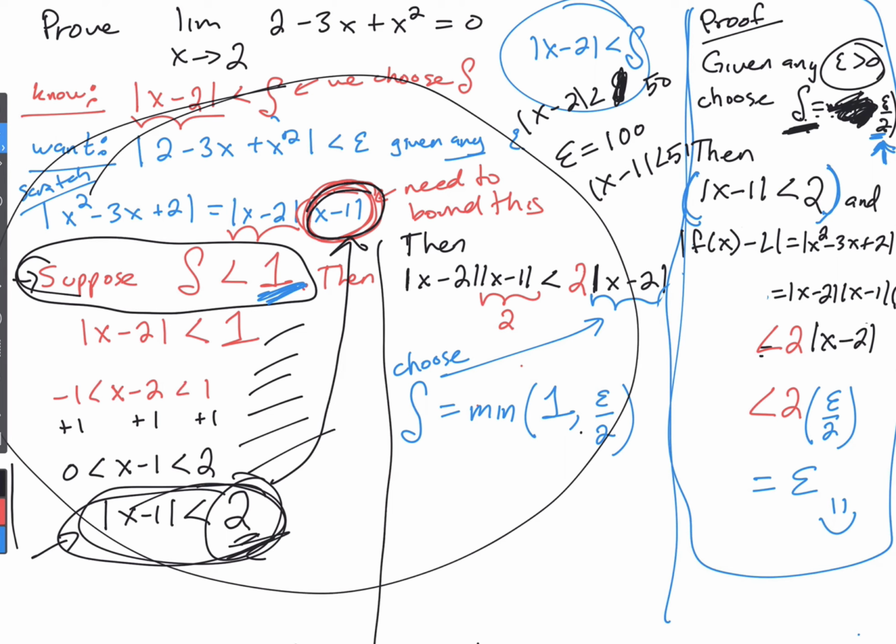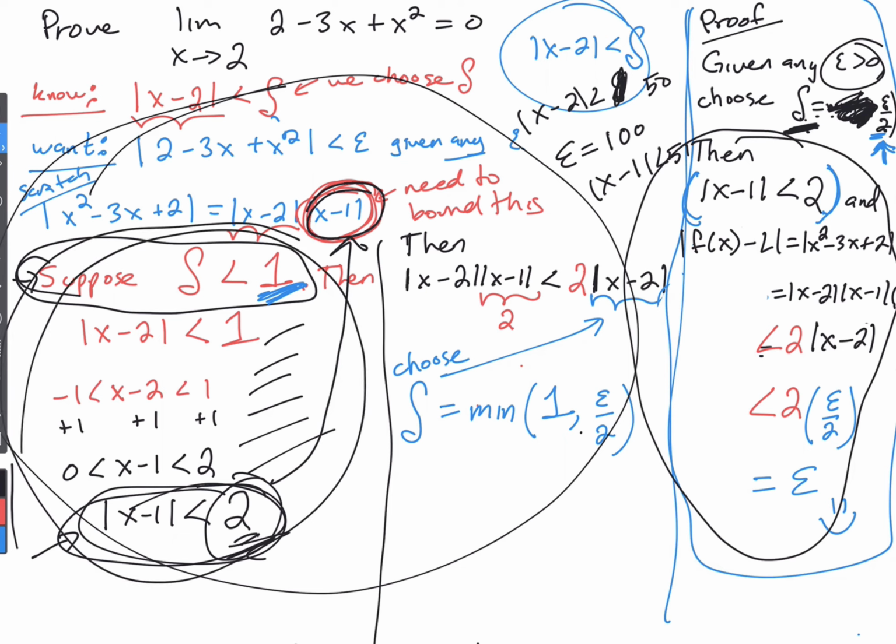Can you explain what that statement means? Let's say delta is the minimum of 1 and epsilon over 2. It just means that delta is the smaller of either the number 1 or epsilon over 2. Because it can't be more than 1? Well, because your proof here is based on this work that you did right here. So you bounded this right here, x minus 1. You said that it was less than 2. What was that based on? That was based on delta being less than 1.